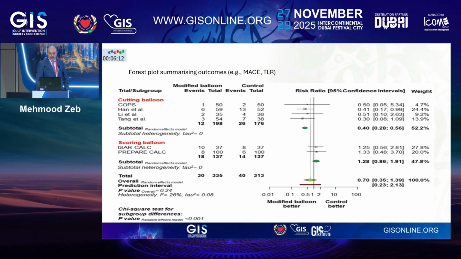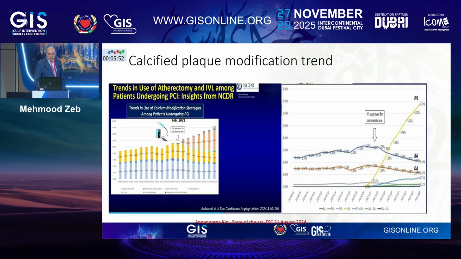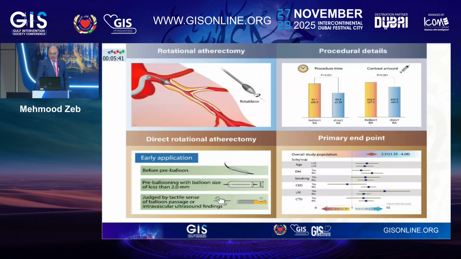This is a slide regarding the use of cutting balloon and scoring balloon, previous studies. The AHA and ESC guidelines recommend the use of rotational atherectomy in cases where it's difficult to cross the lesion by the conventional method and in heavily concentric calcified lesions. This shows the trend. IVL has taken over all other methods in calcium plaque modification since it has come into clinical practice.